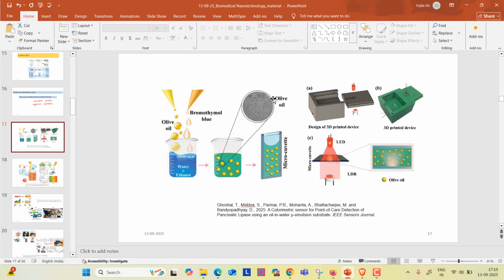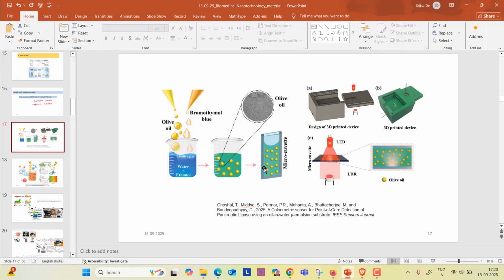Now, it is showing a green color, right? Now, when this lipase is given, it breaks the olive oil chain, it breaks the fatty acid, and the fatty acid chain is taken out, the monohydrate, dihydrate fatty acid, right? And now the color changes as the fatty acid is generated in the solution.